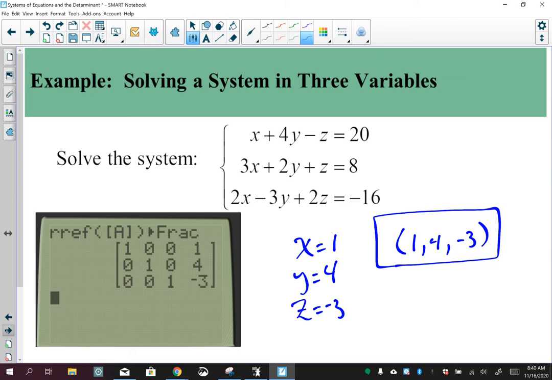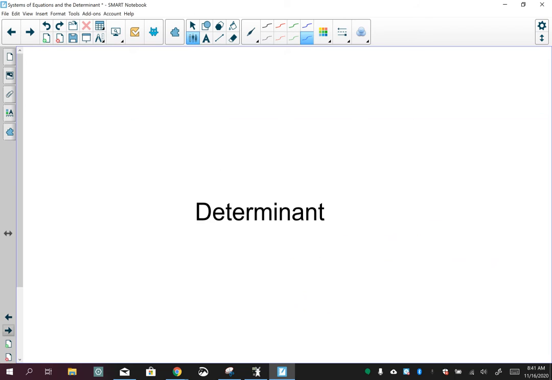All right. So let's move on to our last topic here, which is the determinant. So again, this is calculator based. There's not much you really need to do. However, I am going to show you how to do it by hand first because there are some questions that ask you, what's the first step?